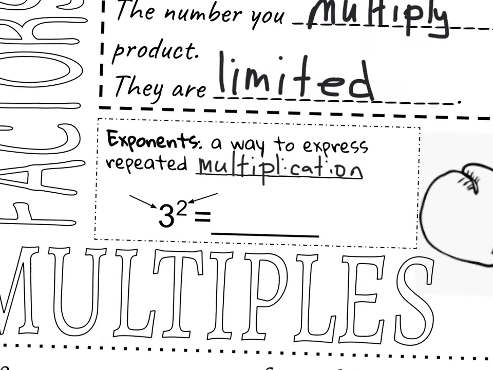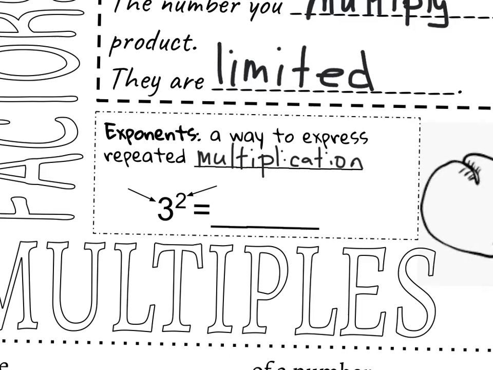When we're looking at exponents, you'll usually see this bigger number, which is called the base. This is the number that is the factor that's being used. Okay? And then you'll see this smaller number, and this is called the exponent, or the power. And that's going to tell you how many times the base is used as a factor.